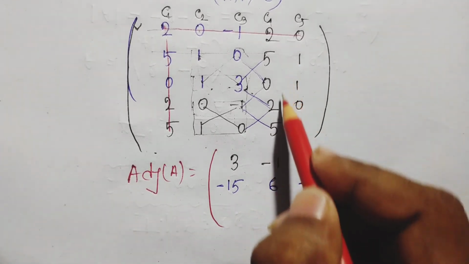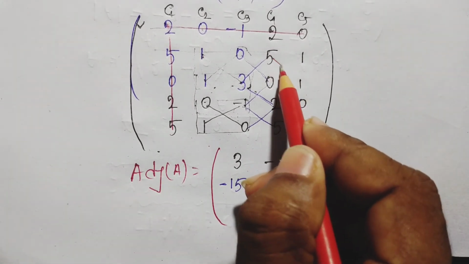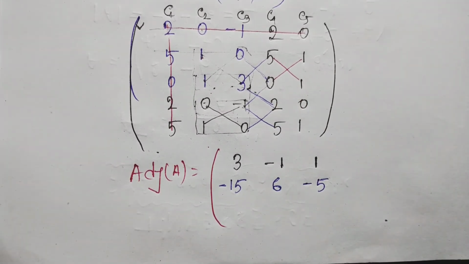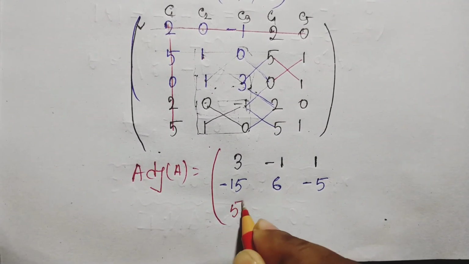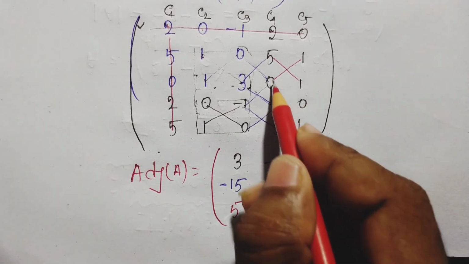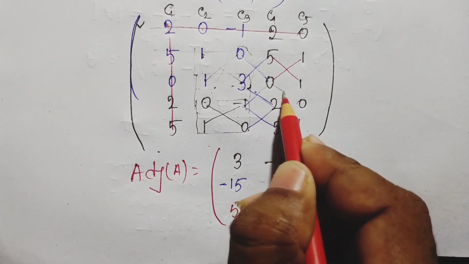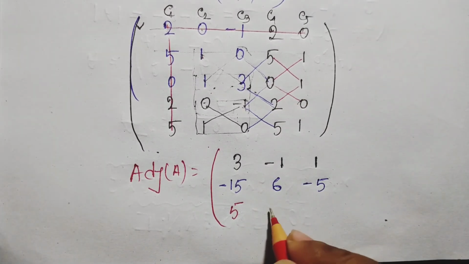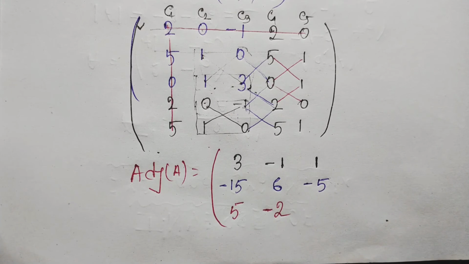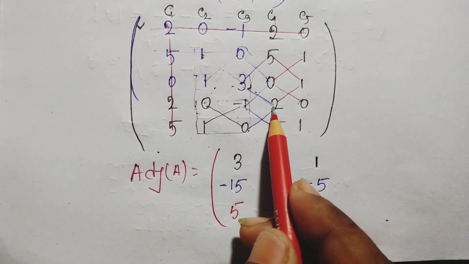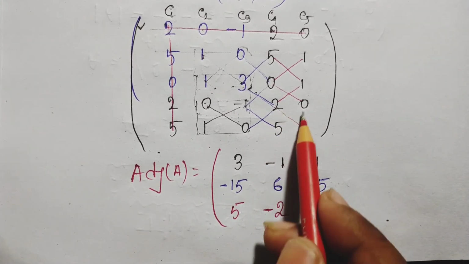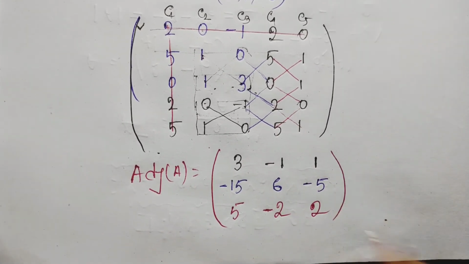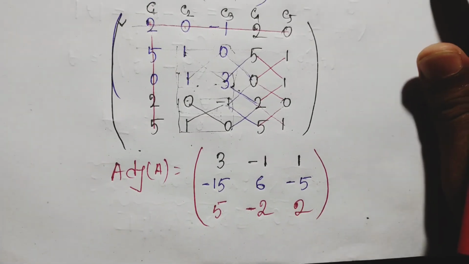Now take this column. So 5 1s are 5 minus 1 0 are 0. So only 5 here. So write here 5. Now take these 4 elements. 0 1 0 zeros are 0 minus 2 1s are 2. So write here minus 2. And last, 2 1s are 2 minus 0 5s are 0. So here is 2.